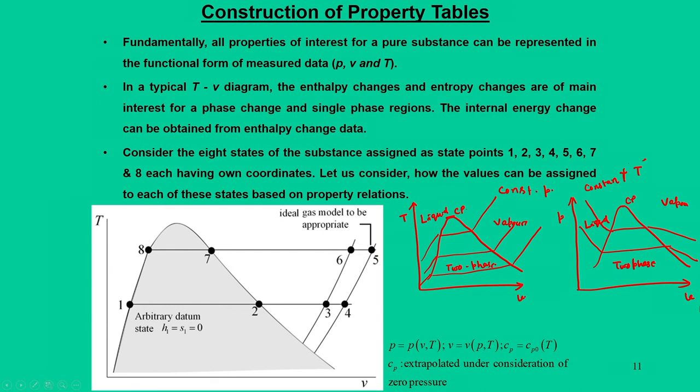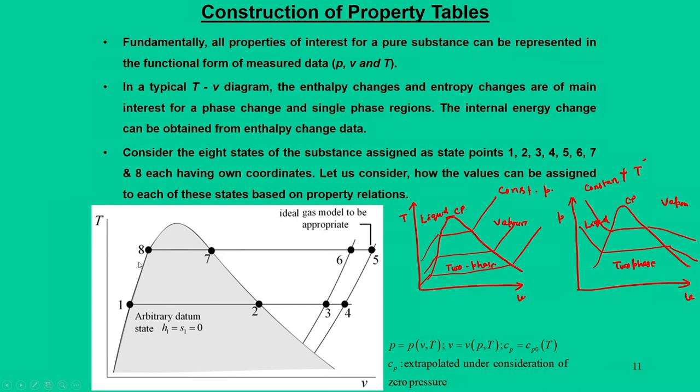Now I am going to demonstrate how the relations we derived so far are useful for the construction of property diagrams, in the sense of the physical significance of generating the data using these equations. So, we considered a typical case, let us say water, in a temperature volume diagram, where we have just kept some arbitrary points like 1, 2, 3, 4, 5, 6, 7, 8. In fact, these are the points placed as thermodynamic coordinates on a temperature volume diagram, drawn for different pressures.